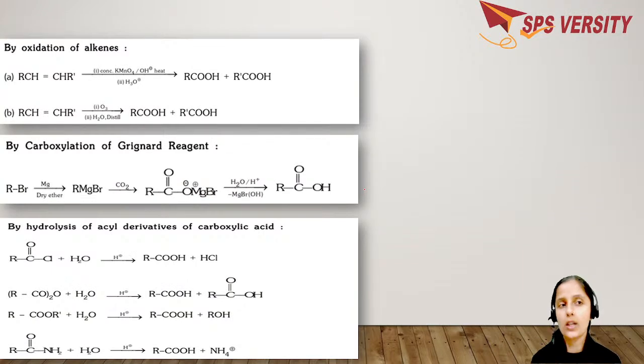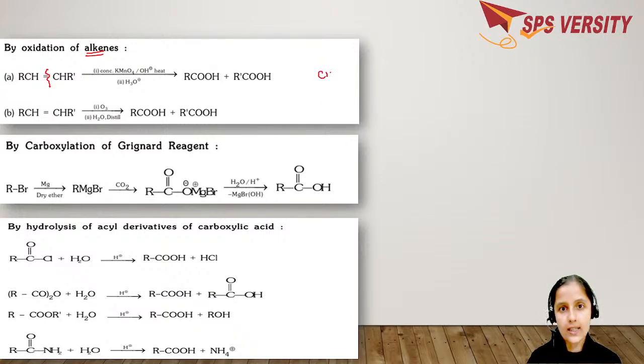We'll move to the other preparations. By the oxidation of alkenes, you take the alkene and you take KMnO4 in a basic medium, and then you hydrolyze the product so that this will break, and on both sides you are going to get the carboxylic acid, RCOOH and RCOOH.